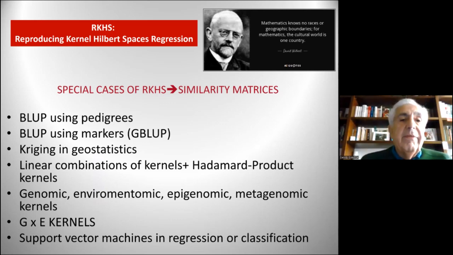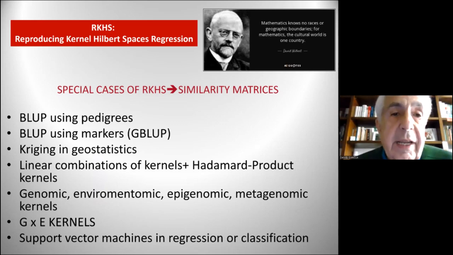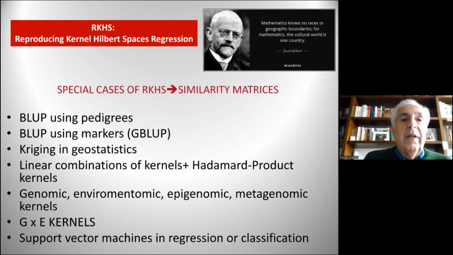And here you have some examples of these kernel methods, such as BLUP is a kernel method, kriging, spatial analysis, and then you can form more complicated kernels for more complicated problems. As a second commercial, I'll tell you that our group in Wisconsin was the first one starting in machine learning in quantitative genetics in 2006.